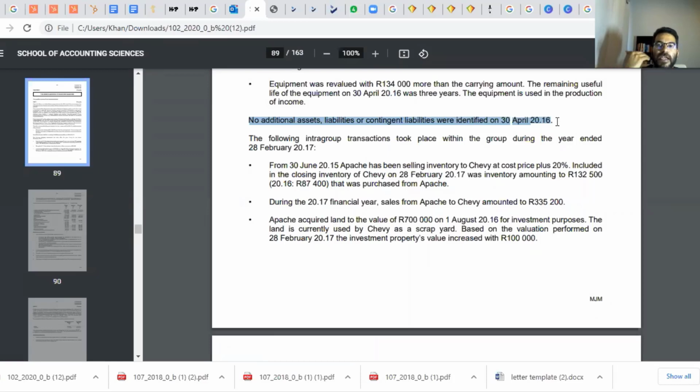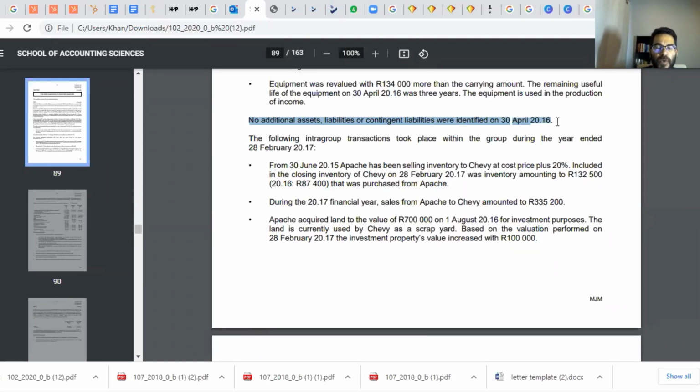That means point number 3 of the acquisition method. Remember, the acquisition method had 4 parts. So the third part is to recognize and measure all assets and liabilities at fair value. Okay, all identifiable assets and liabilities at fair value. So that no additional assets, liabilities, or contingent liabilities were identified is talking to that identifiable aspect. So please make sure you know what that means.